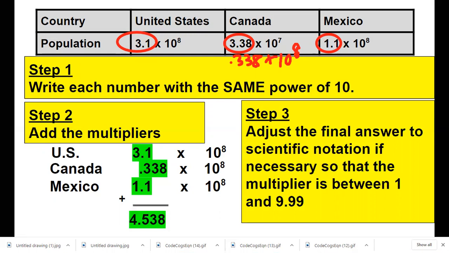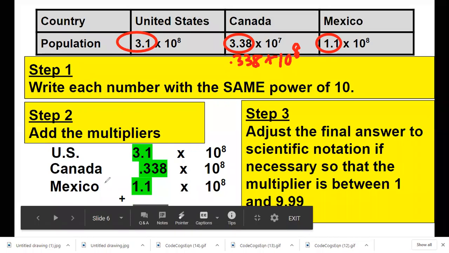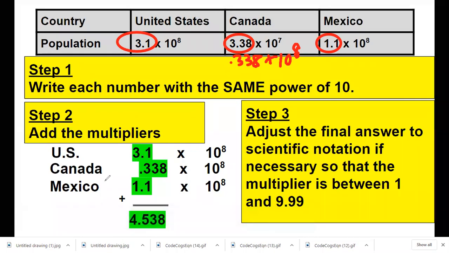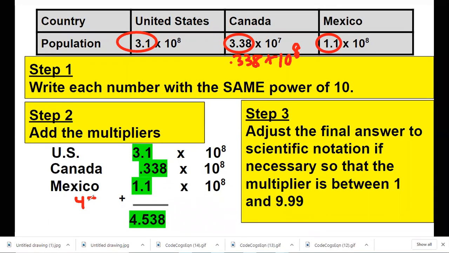So step 3, we're going to adjust the final answer to scientific notation if necessary so that the multiplier is between 1 and 9.99. Well, 4.538 is already between 1 and under 10, correct? So we do not have to adjust this one, but note, you will be adjusting some of the numbers in your final answer when, for instance, instead of 4.538, let's say you had 45.38. Okay, let's just say that was the answer.